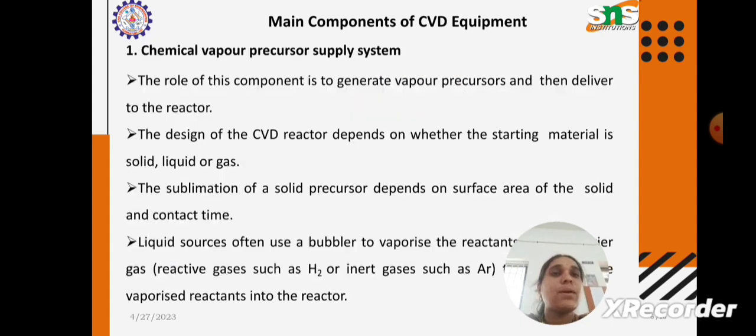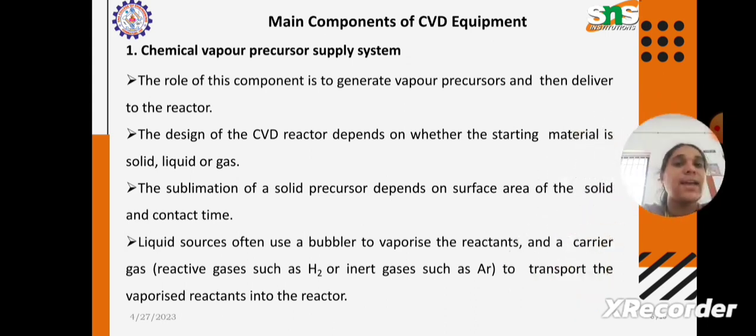The chemical vapor precursor supply system: the role of this component is to generate the vapor precursor and then deliver it to the reactor. The design of CVD depends on whether the starting material is solid, liquid, or gas. The sublimation of a solid precursor depends on the surface area of the solid and the contact. Liquid sources often use a bubbler to vaporize the reactant, with a carrier gas such as hydrogen or an inert gas like argon to transport the vaporized reactant into the reactor.